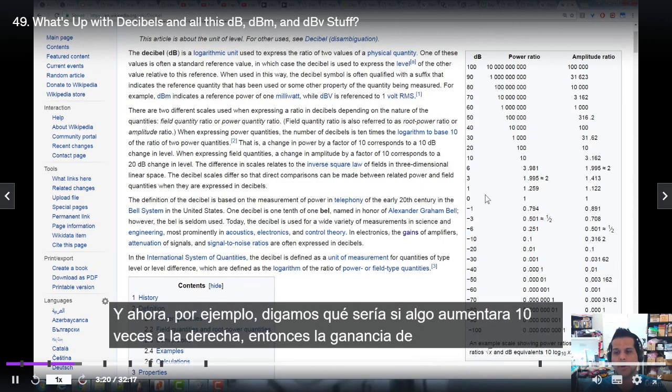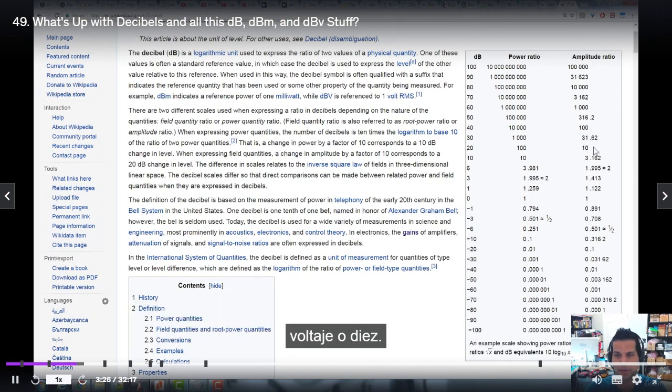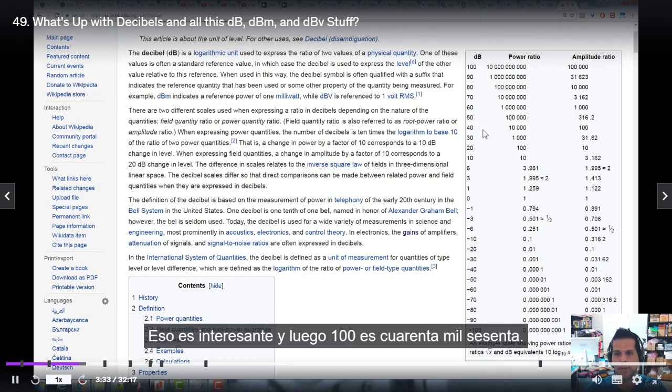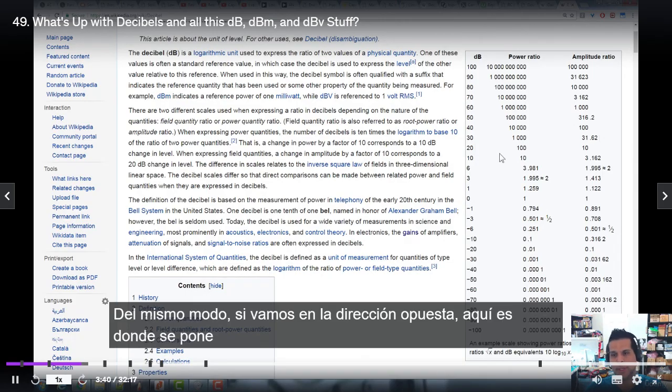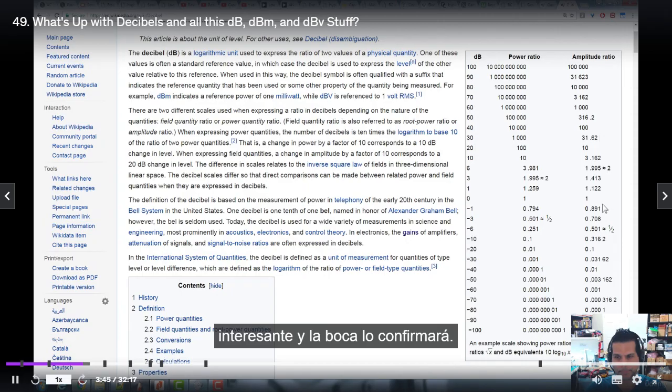Now, let's say something were to gain up 10 times. If the voltage gain were 10, then if you look at the dB, it's 20. That's interesting. And then 100 is 40, 1,000 is 60, and 10,000 is 80. Likewise, if we go in the opposite direction, this is where it gets interesting, and the math will bear this out. If something is 1/10, so here's 0.1, it's minus 20. If it's 0.001 or 100th, it's minus 40.